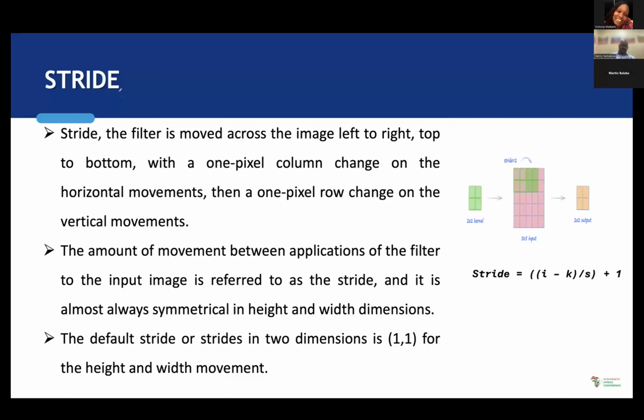So a stride is a value that tells how you're going to move your filter during the process of extracting features from your input image. A stride is just a number that is going to tell you how your filter should be moved when you're performing the convolutional operation, or in other words, when you're extracting important information from the image.